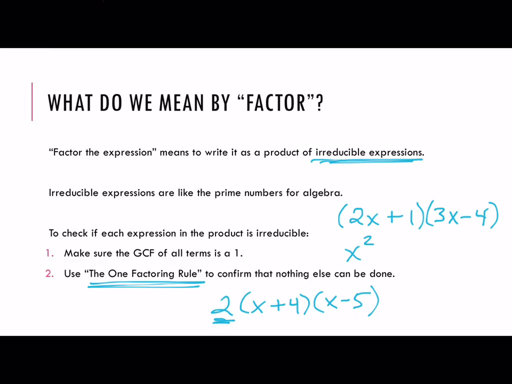Here's one that doesn't work. x squared plus 4x plus 5. All right, so this is irreducible, and we'll talk about a nice way to confirm that that can't be factored.